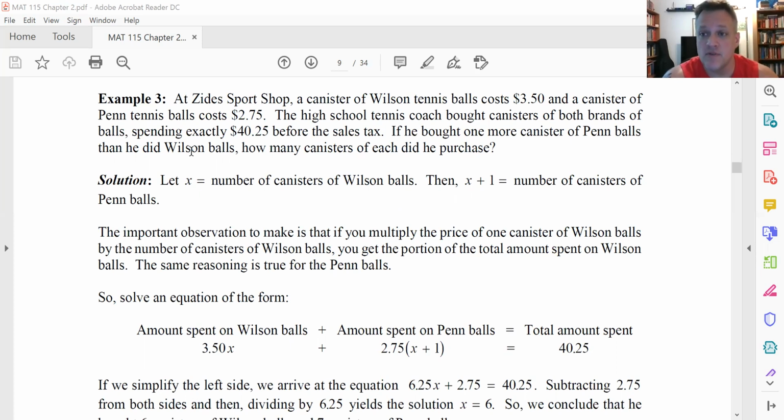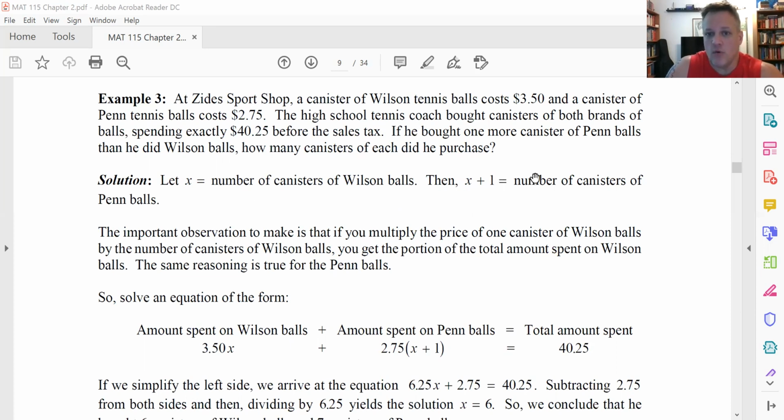So somehow using that information, we have to generate a linear equation that can be solved to answer the question. All right, so why don't we just let X, we have to identify a variable. Let's let X be the number of canisters of Wilson balls. Then what we know here is that he bought one more can of Penn balls than he did Wilson. So the number of Penn balls is X plus 1.